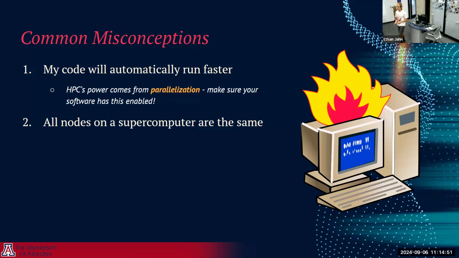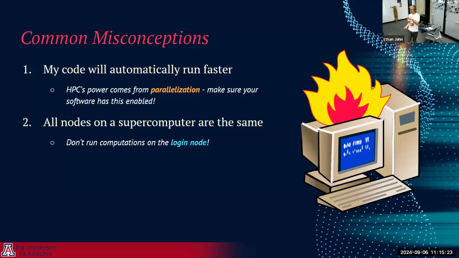Another common misconception is that all nodes on a supercomputer are the same. What we mean by node here is just one of those components of the supercomputer. So if a supercomputer is a large number of computers that are all linked together, this misconception says that all of those are exactly the same and can be used in exactly the same way. This is not true. We have particular types of nodes. We'll get more into what these nodes are and how they're structured later on in this presentation.